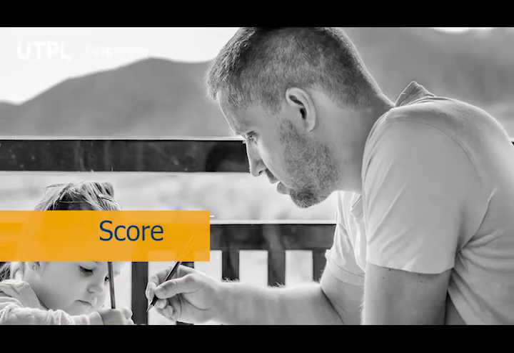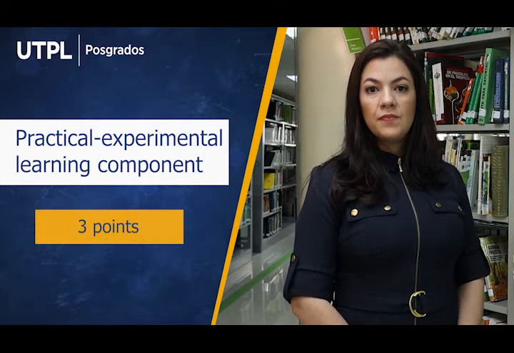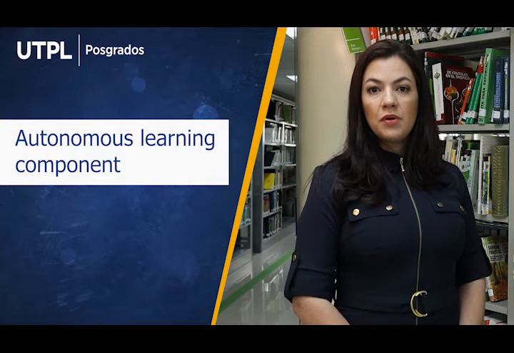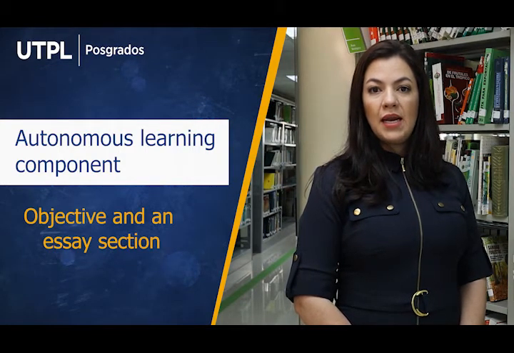The activities in this course are scored as follows. In the teaching activities component, you will have 2 graded activities which are worth 3.5 points. In the practical experimental learning component, you will have 3 graded activities which are worth 3 points. In the autonomous learning component, you will have 2 online evaluations which are worth 1 point, and the on-site evaluation which is worth 2.5 points. This evaluation is made up of 2 sections, an objective and an essay section.